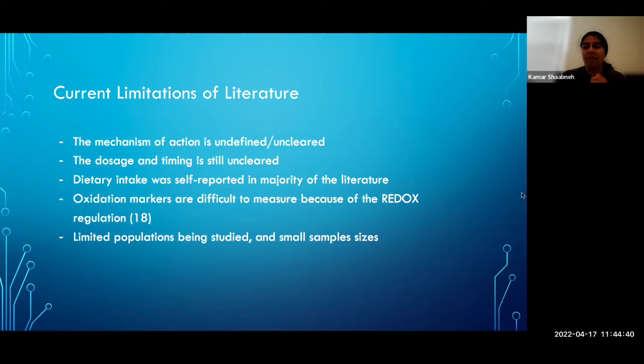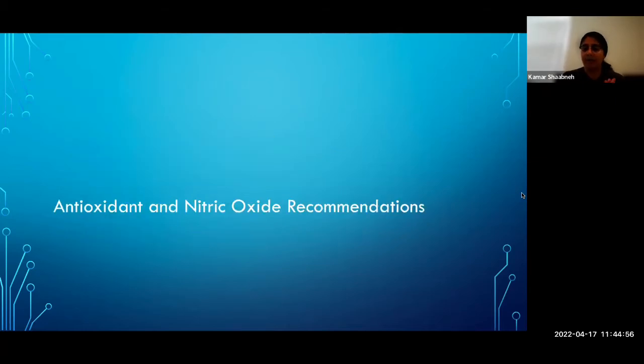And then limited populations being studied. So the majority of the participants were between the ages of 25 and I believe 40. And it was mostly basketball players and football players that I found during my research. So the next part, Jackie's going to discuss our recommendations for our athletes.